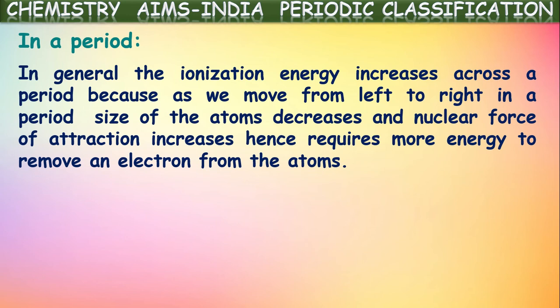As we told in the earlier class about the atomic size, in a period from left to right, atomic size decreases. At the same time, nuclear charge increases. So what happens? The electrons in the valence shell will be bound strongly. The removal of electrons becomes difficult as size decreases. So in a period from left to right, generally ionization energy increases.